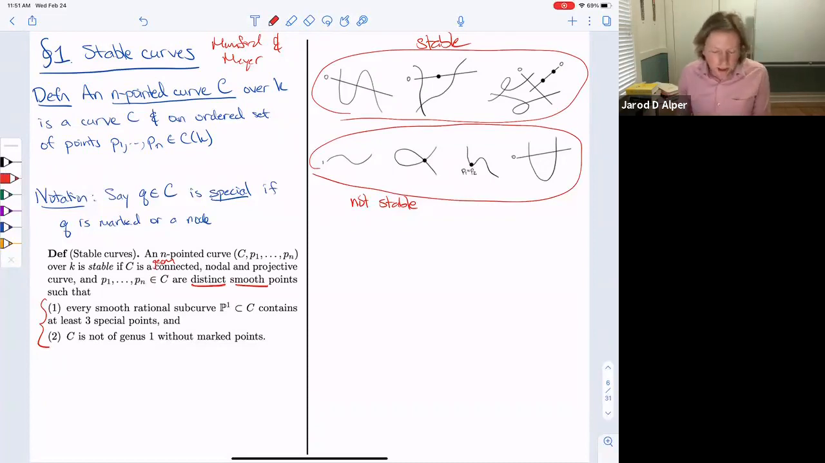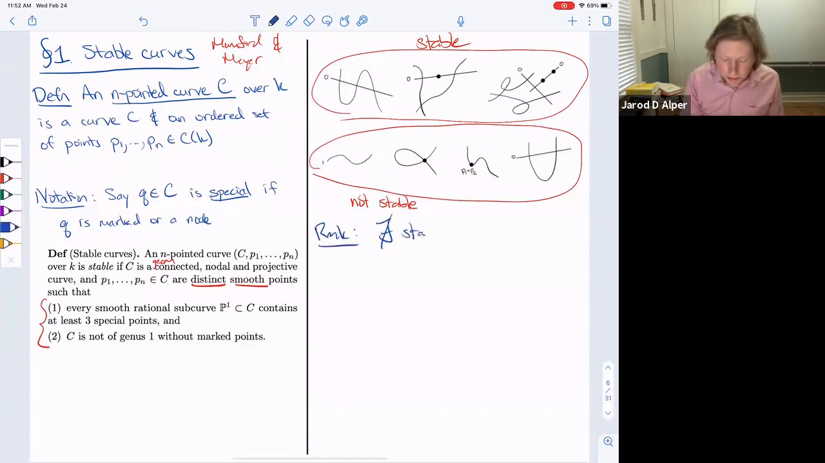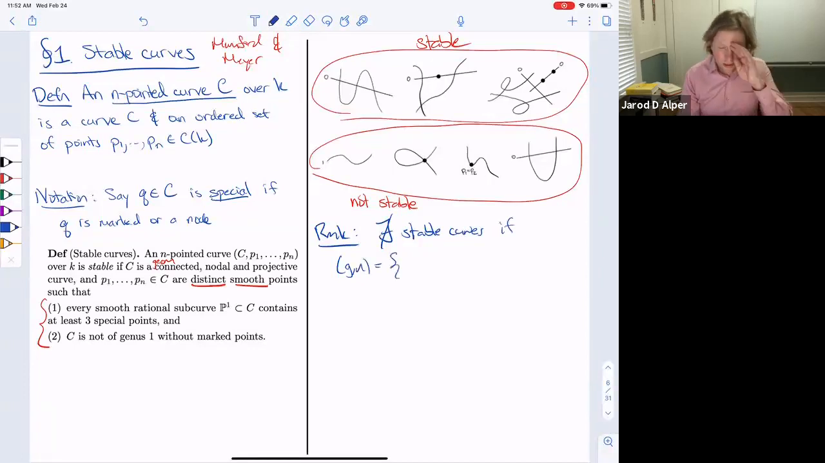And in these diagrams, I only put the geometric genus 0 to remember that it's a rational subcurve. Note that in these definitions, there do not exist stable curves if (g, n) is equal to (0, 0), (0, 1), (0, 2), or (1, 0).